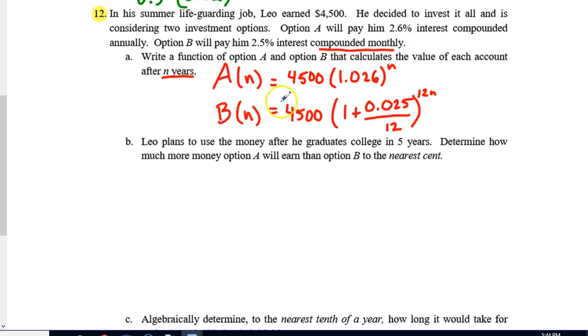The second part, why don't you read through and see what you need to do for that second part. Okay, so hopefully you recognize, hey, all I need to do is evaluate what it's going to be after 5 years. So go ahead and work both those out.